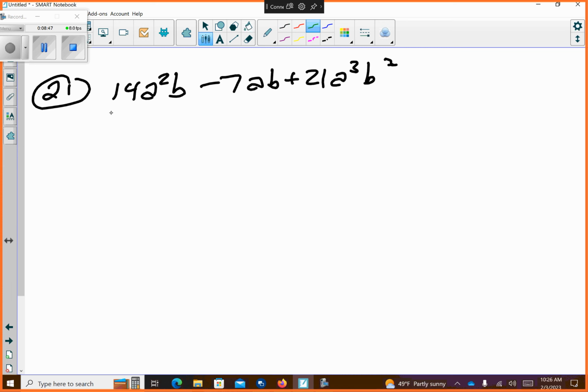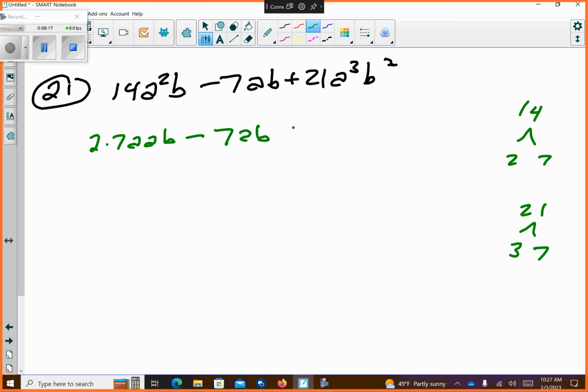All right, friends, let's take the number 14. What times what gives me 14? 2 times 7. A squared. How many A's do I write? 2 A's. And then just b. Does 7 break down? No. Does 21 break down? Yeah. What does 21 break down to? 3 times 7. How many A's? 3. How many B's? 2.